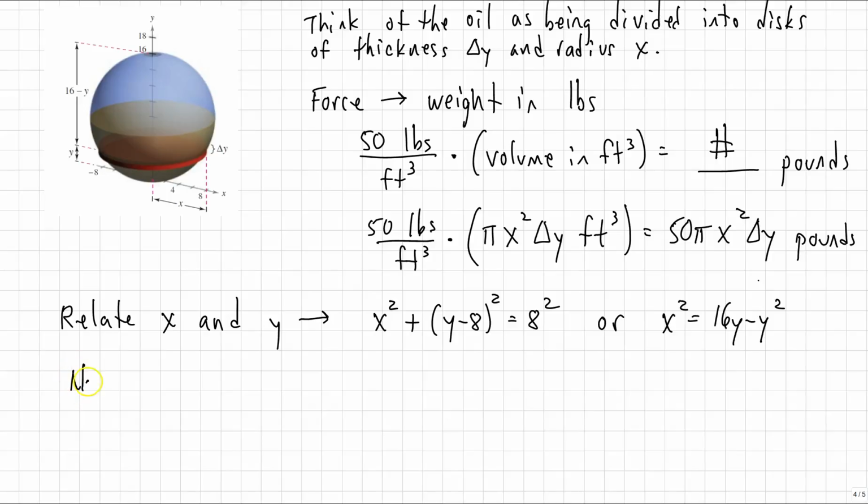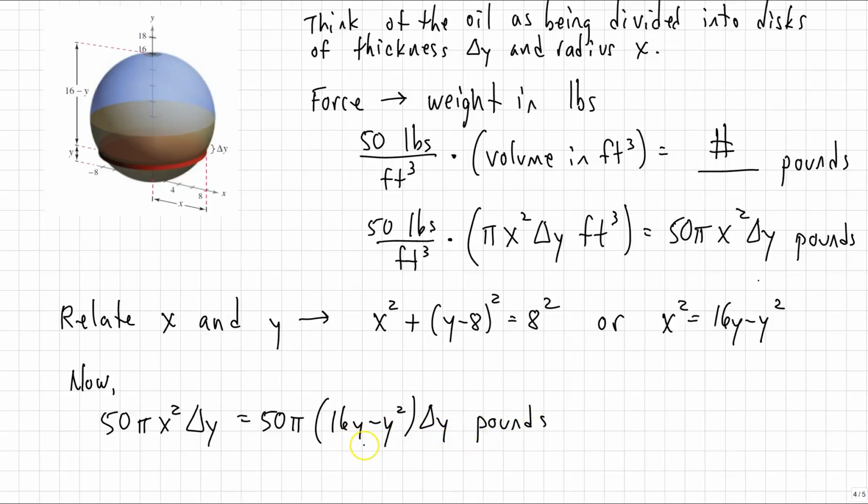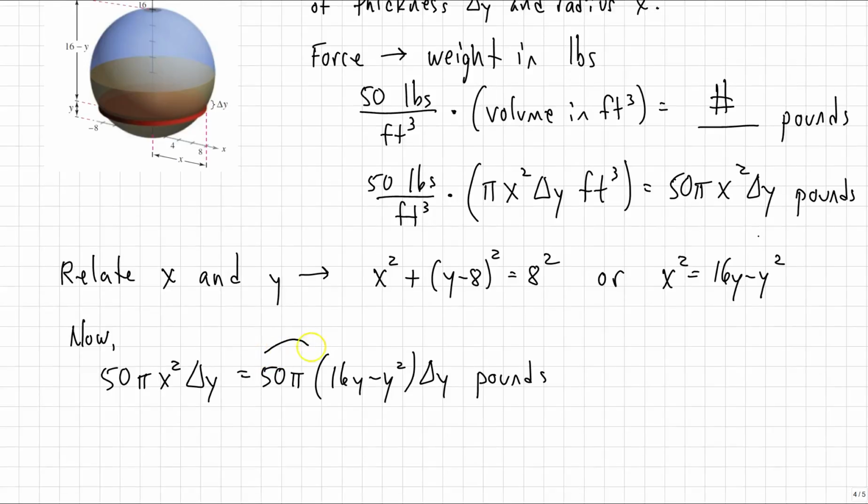So now 50 pi x squared delta y, which is our force, is actually just 50 pi times 16y minus y squared delta y pounds. So now we have only y's involved, and this is our force.